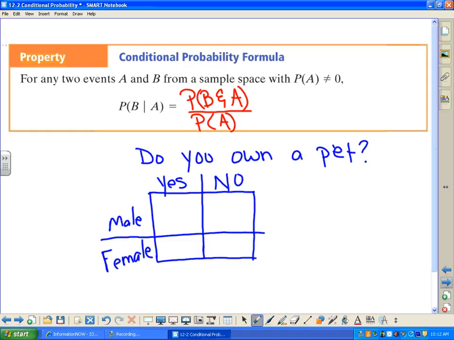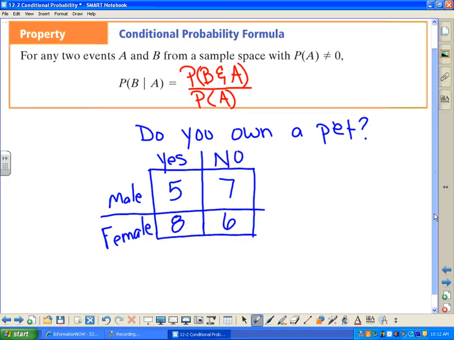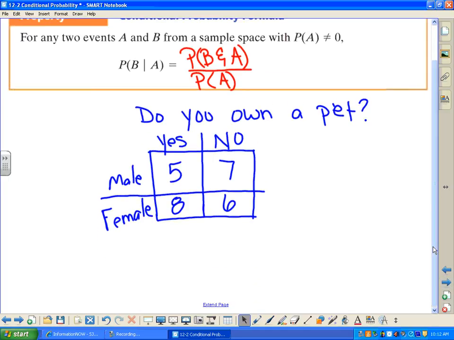And the outcomes were 8 females said yes, 6 females said no, 5 males said yes, and 7 males said no. And here's what I want to do using that little formula. I want to find, oh, that was last hour. It was in here. Okay. I want to find the probability that you own a pet given that you're female.